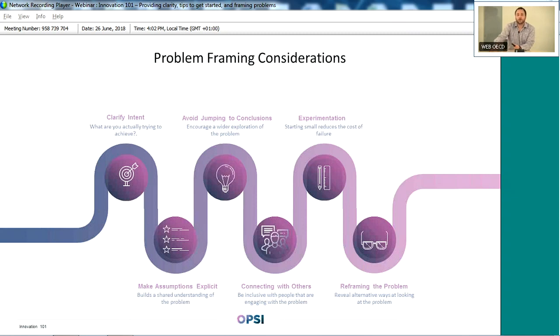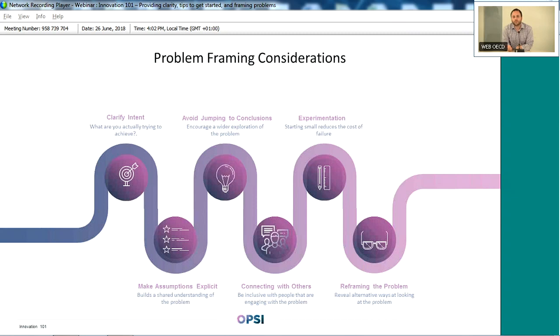Additionally, we talk about connecting with others. There are a lot of people that have information on any problem or any experience that we are facing. So how do we make sure that we're being inclusive and collaborative when we're trying to frame an actual problem? How are we bringing in people that may have different experiences than our own and a different perspective than our own that may help broaden our understanding of the issue?